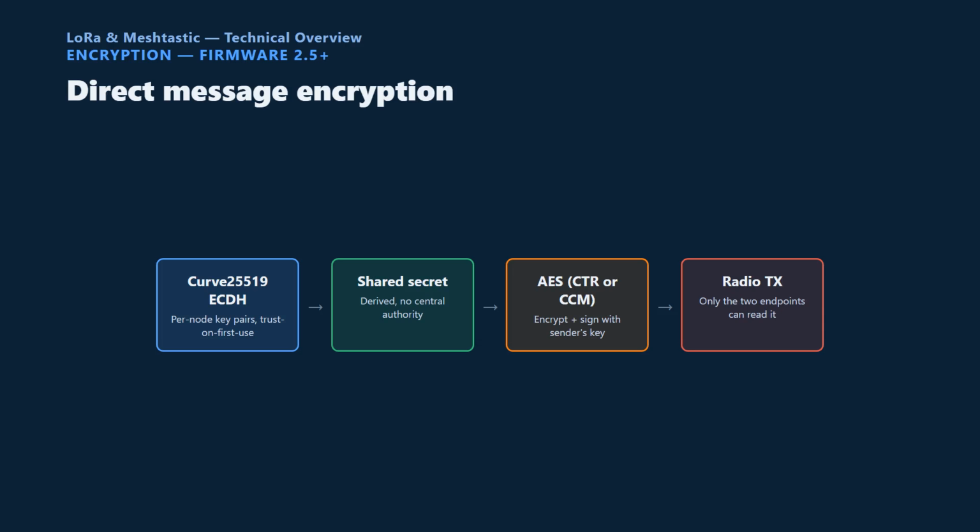Direct messages are a different and newer story: public key cryptography, added in firmware 2.5.0. Two nodes each hold a Curve25519 key pair, and a Diffie-Hellman exchange derives a shared secret between them, with no central certificate authority. The first public key a node hears for a given node number is the one it trusts going forward, trust on first use. The message content is then protected with symmetric encryption keyed from that shared secret, and signed with the sender's private key for authenticity. I'll note honestly that Meshtastic's own documentation describes the symmetric step as AES in CTR or CCM mode without fully committing to one, so I won't claim more precision than the source material gives me.